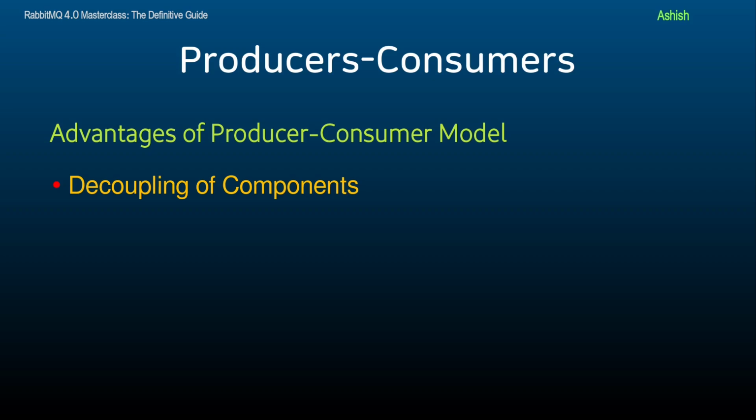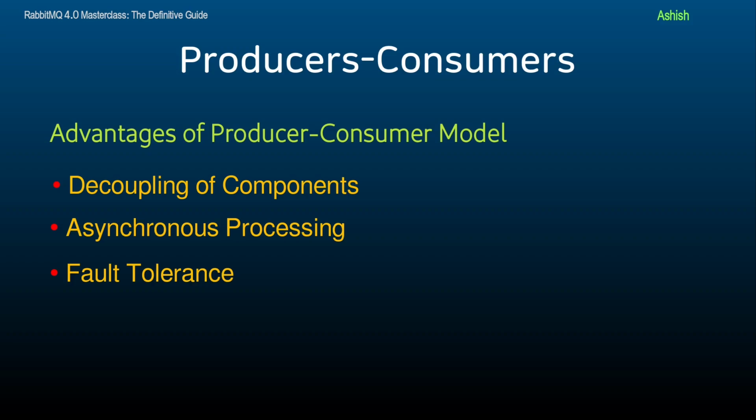The producer and the consumer do not have to run at the same time or at the same speed. The producer can continue generating messages while the consumer processes them at its own pace. This allows for asynchronous communication, reducing tight coupling, and improving system efficiency. And if a consumer is down, the message stays in the queue until the consumer is ready to process it. This ensures reliability and prevents message loss.